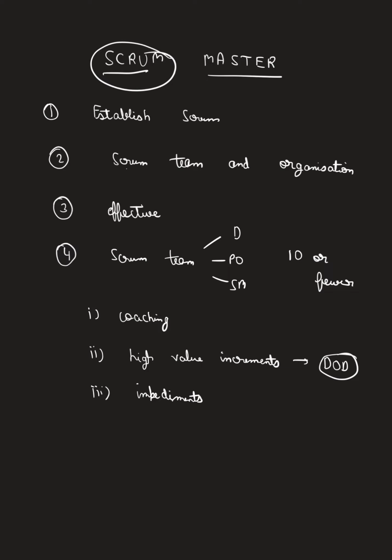He also ensures that all Scrum events take place. What are Scrum events? There are five Scrum events, my friends. What are those five Scrum events? Can you write in the comment section? Let me tell you. It is planning. First is planning. Second, you can say is your sprint itself. Third is daily Scrum. Then review and retrospective.